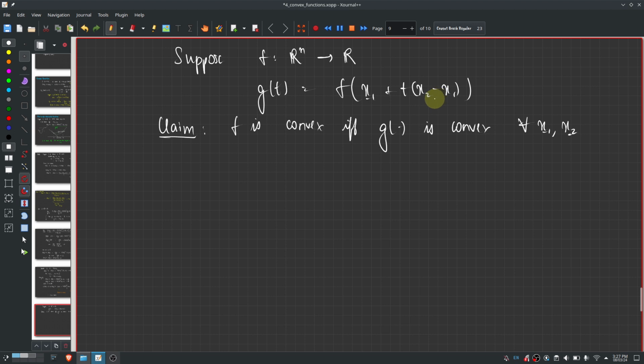If you think about it, this particular quantity f of x1 plus t times x2 minus x1 is essentially taking a slice, right? So you can think of f as some function which looks like a bowl, or any function, it's some kind of a surface, correct? So you take a cut on this surface, a cut that is perpendicular to the horizontal plane, and you look at the intersection of this cut along the function.